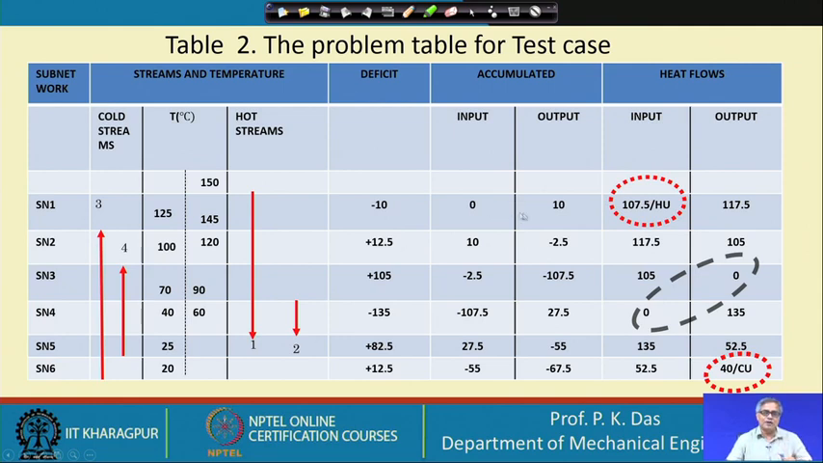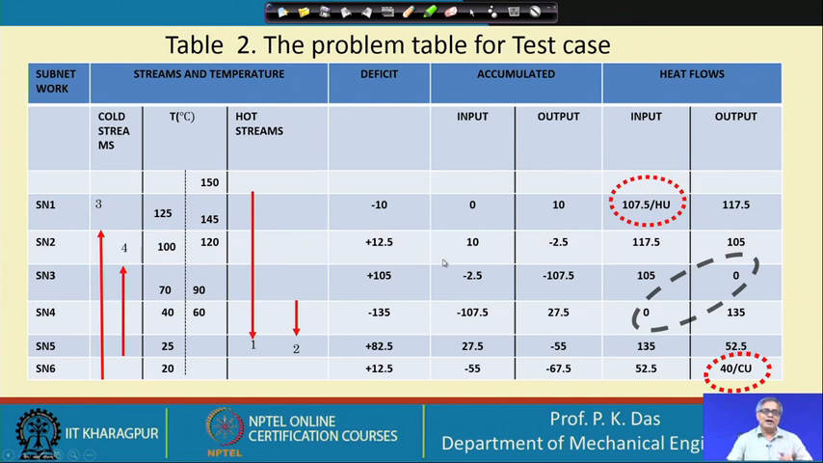So, for this subnetwork 1, input is 0. From outside I am not supplying any heat, and there is no other subnetwork at the top of it. So, input is 0, and it is giving to the lower subnetwork a heat of 10 kilowatt. So, output is 10.